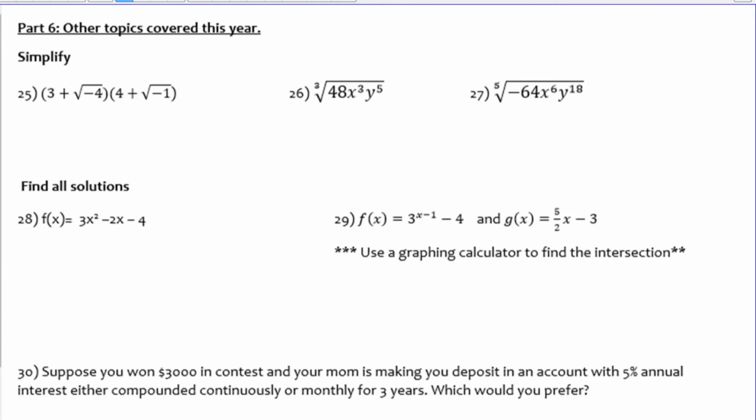Okay, so here are your miscellaneous topics to wrap up. Problem number 25 is asking us to multiply together two radical expressions. So this is just FOIL. So I'm going to say 12. Okay, I'm going to multiply these.